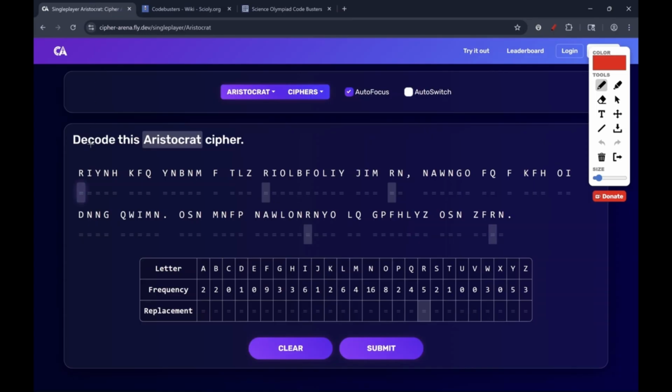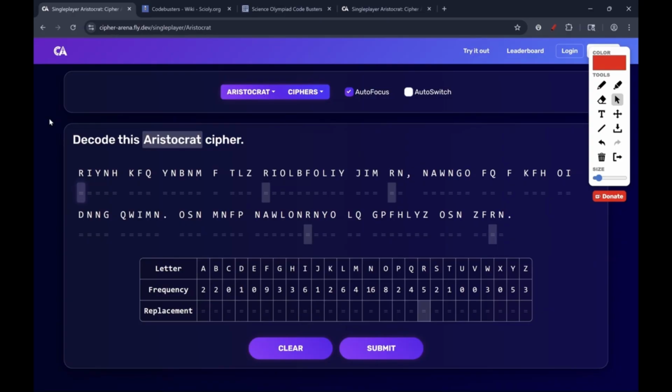For this tutorial specifically, I'll be going over the aristocrat cipher. I'll go over basically how the cipher works, what are some good approaches and methods that you can use to solve it, and at the end I'll solve some ciphers on my own so you can get an understanding of how I approach solving it myself.